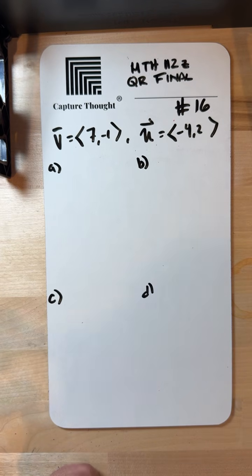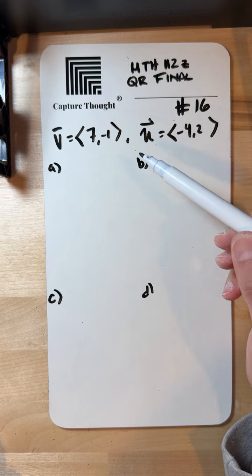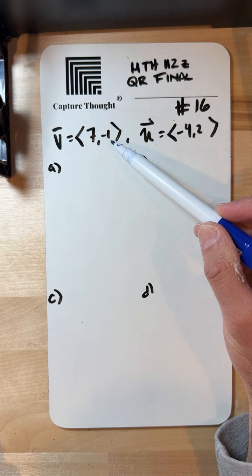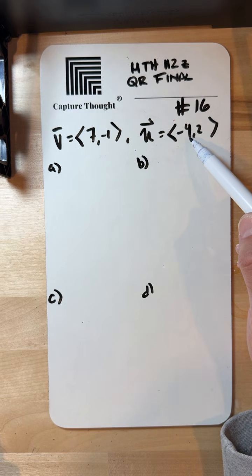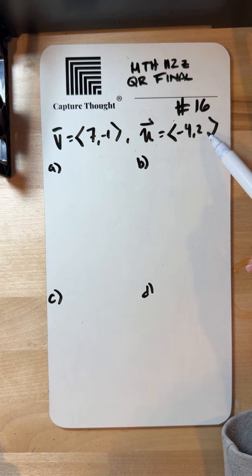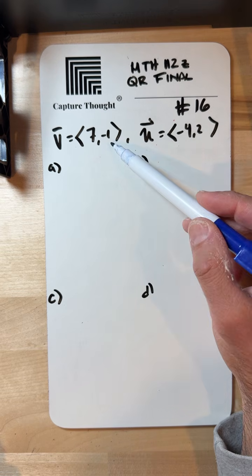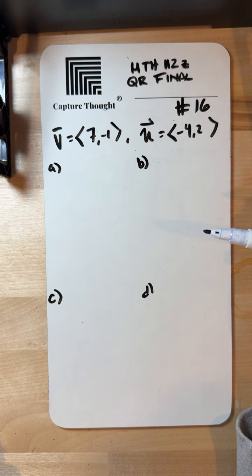Okay, number 16 gives us two vectors. It says vector v has components 7, -1, and vector u has components -4, 2. So this is the x direction, y direction, x and y direction. Okay, part A just says what's the magnitude of vector v.